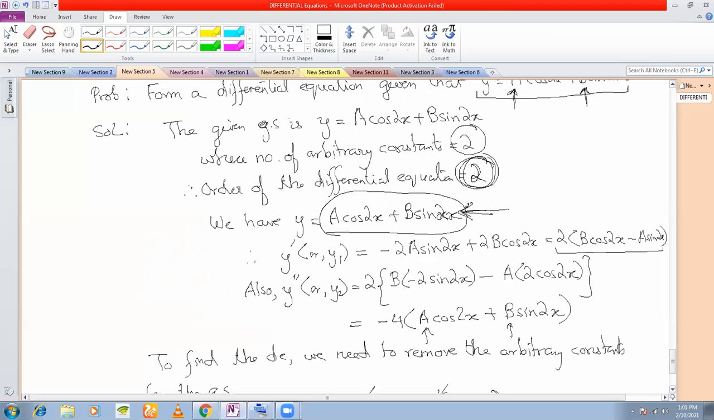Okay. So now what I do is, I start from the general solution. y is equal to a cos 2x plus b sin 2x. Since I know the order of the differential equation to be 2, I know that I must differentiate this twice. That means I need to find d2y/dx2, because the order is 2. So I find y dash and I find y double dash.